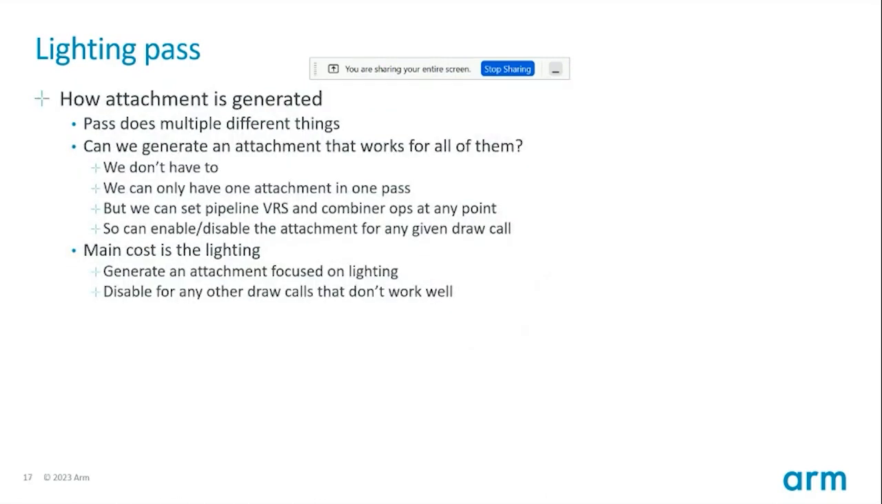So how can we generate a shading rate attachment for this pass, given that it does several different effects? Can we really find one attachment that works well both with light shading and the volumetric fog? The good news is that we don't have to do that. While it's only possible to have one shading rate attachment per pass, we can set the pipeline VRS and the combiner ops at any given point, which means we can enable and disable this one attachment we have for any given draw call. Since the main cost of this pass is the lighting draw call, we will generate an attachment that works well with that. And if it doesn't happen to work well with any other draw call, well, just disable it.